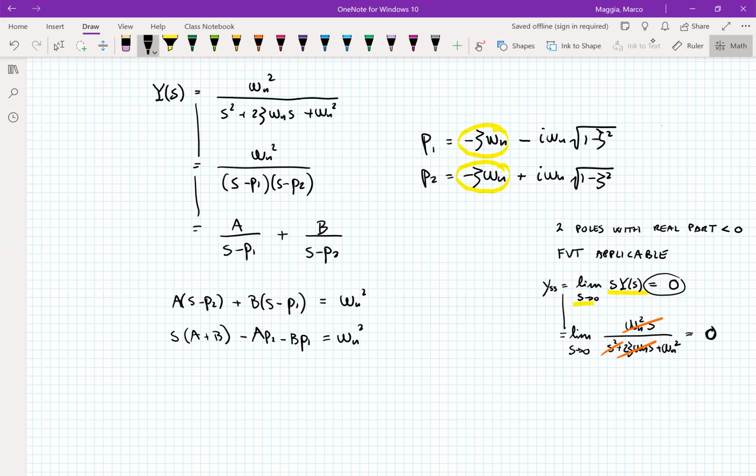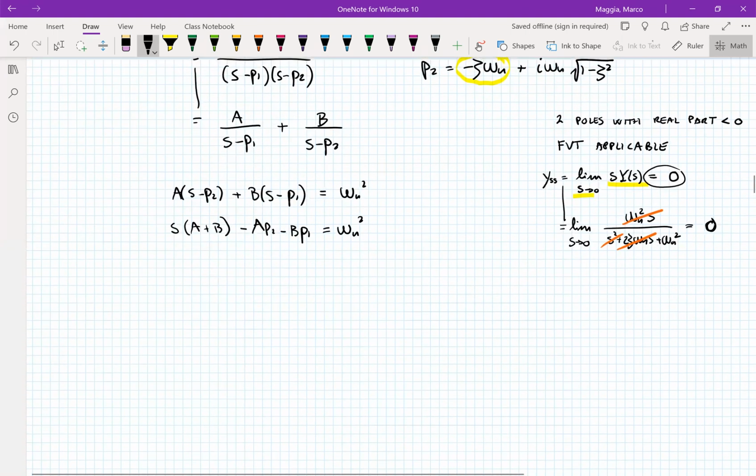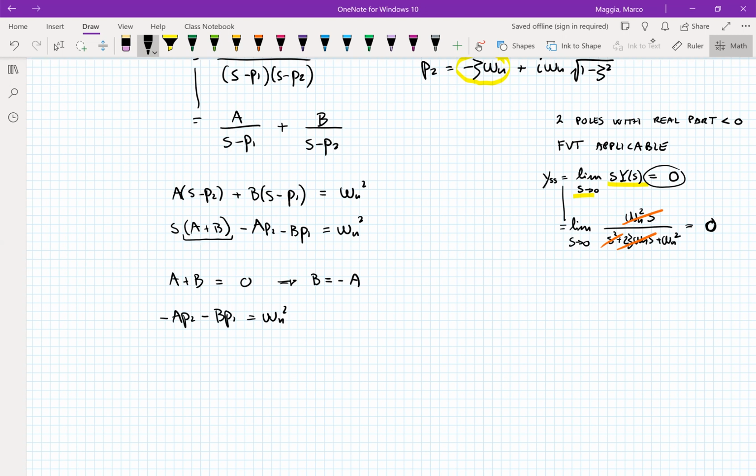Now we can equate the coefficients of power-like terms. So we have that A plus B has to be equal to 0, because the coefficient of s on the left-hand side is equal to A plus B, but on the right-hand side, we don't have any s term. So A plus B has to be equal to 0. That is, B has to be equal to minus A. And what about the constant term? We have minus A p2 minus B p1 has to be equal to omega n squared.